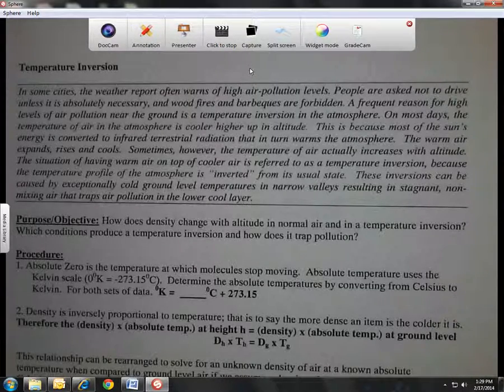So what we're going to be looking at is how density changes with altitude in normal air versus how density changes with altitude in a temperature inversion. That's what we're going to be looking at.